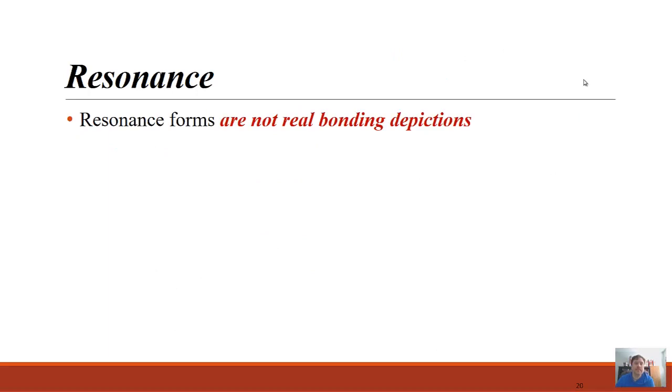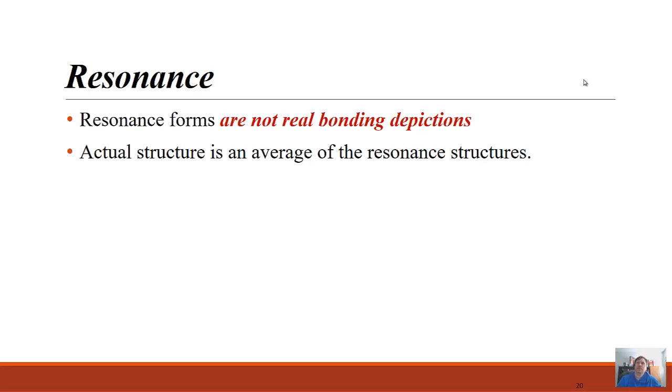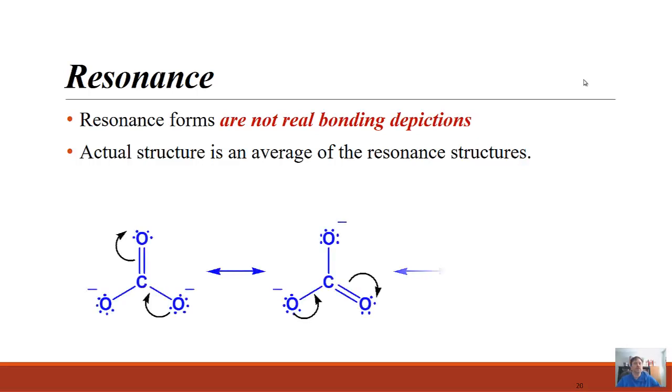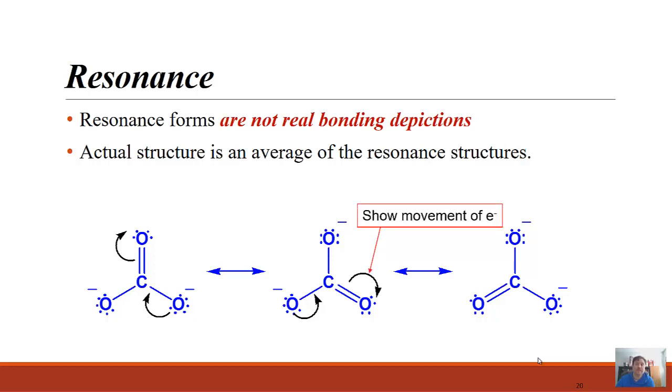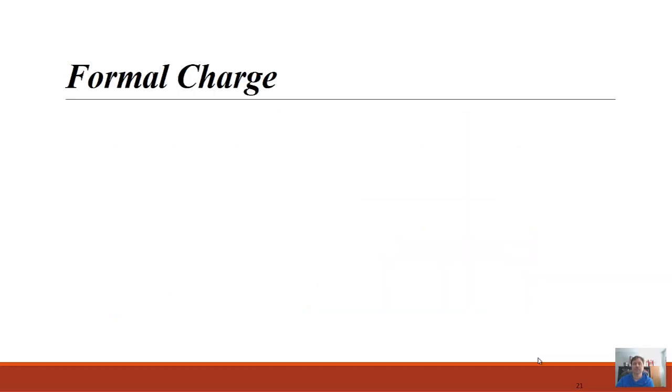These resonance forms aren't real bonding depictions. We don't know for sure exactly which one it is going to be. The actual one is an average of these, meaning we've got some one way, some the other way. And so we can represent the resonance structure by showing the 3 different drawings. We can show how the electrons are moving around. You'll notice we got little charges here, and we'll talk about that a little bit later as well. But if you do have resonance possibilities, you do need to draw all 3 of those out. Those arrows are showing how electrons can move.